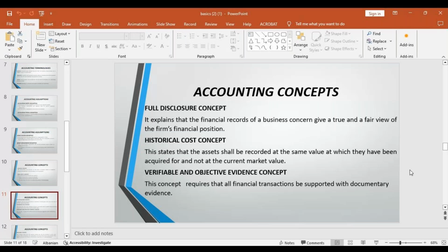And the verifiable and objective evidence concept. Evidence is your documentation. So what are your documents? As I told you earlier, invoices, your transportation bills, receipts, payments. So all these are your documentation. These all must be kept, must be recorded as evidence in the business.